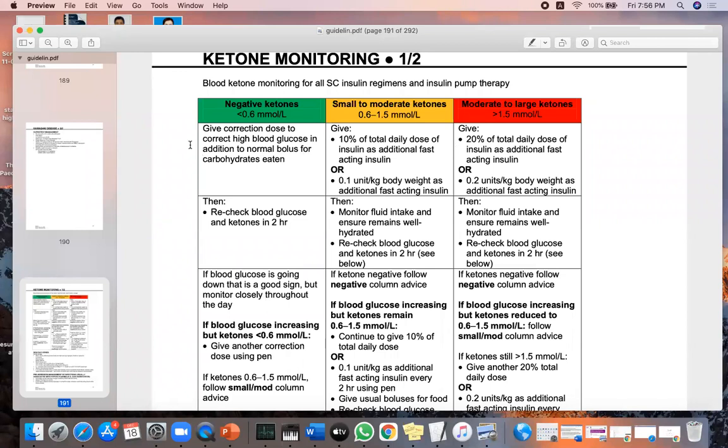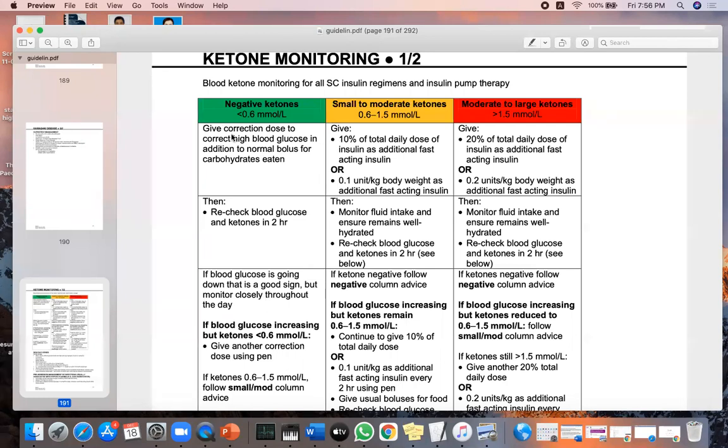So there are three kinds of dose we give in our pediatric patient when there is ketone formation. One is correction dose, another is 10%, another is 20%. So when will you give correction dose, when will you give 10%, and when will you give 20%. Okay.